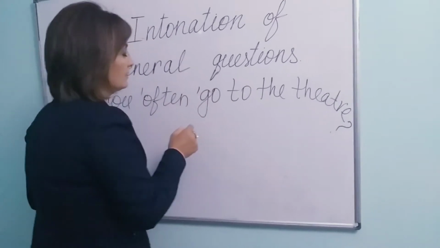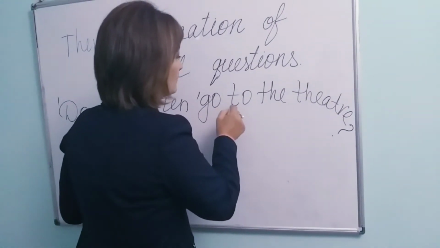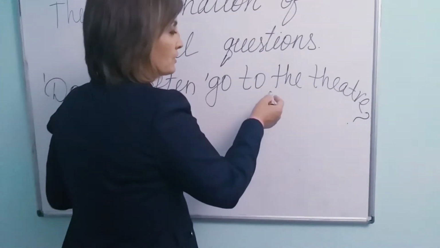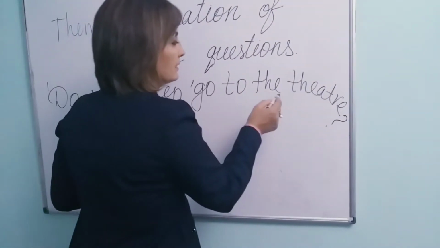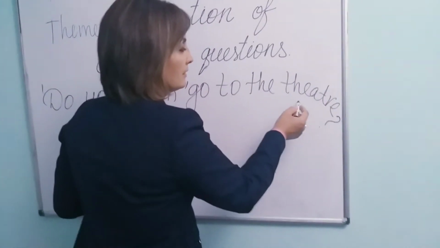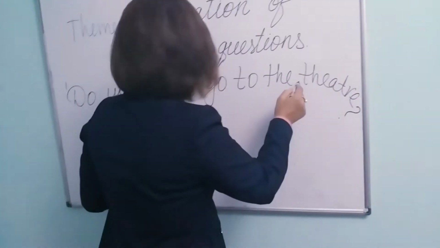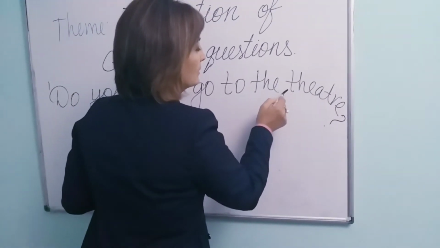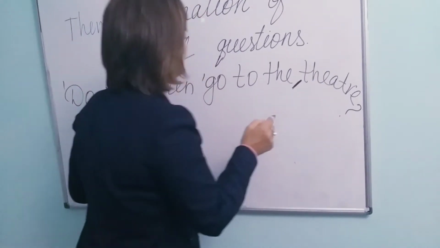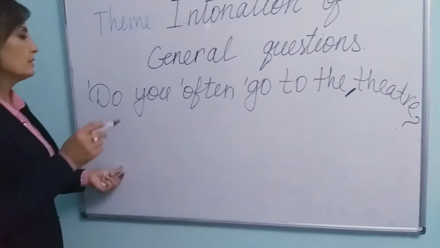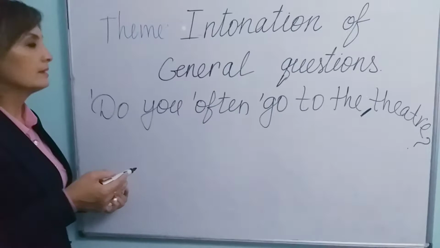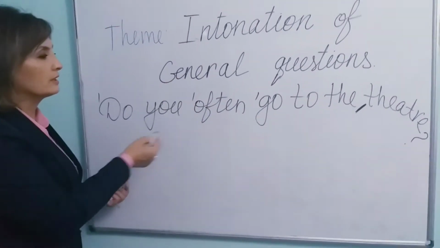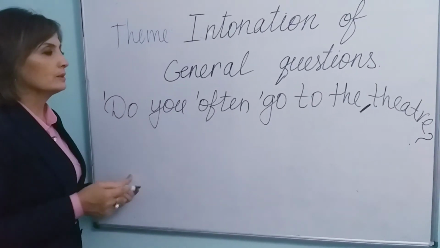"Go" is a verb, surely takes stress. As for "to" and "the", they are structure words, so they are unstressed. And "theater" is a noun and it is surely stressed. Here we put the stress marks. This is the stress mark of a low rising nuclear tone. And now we should pronounce this general question with the low rising nuclear tone.